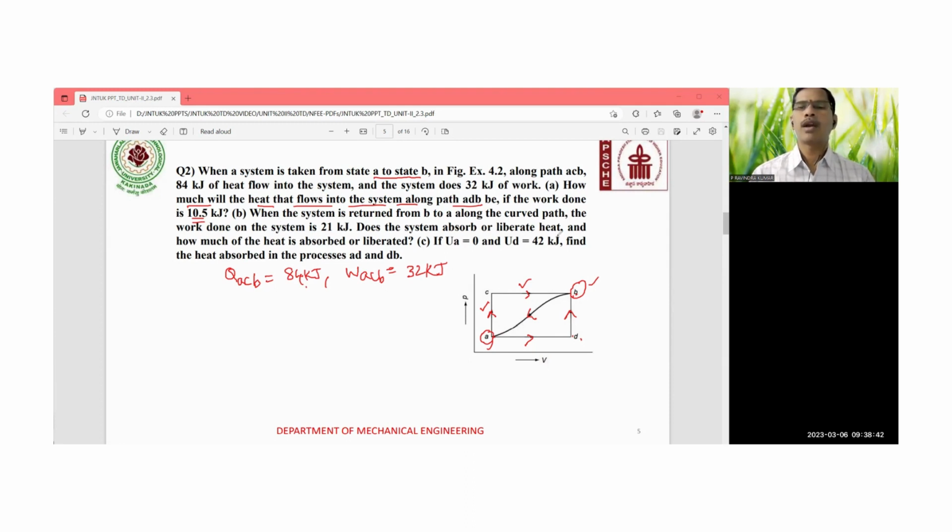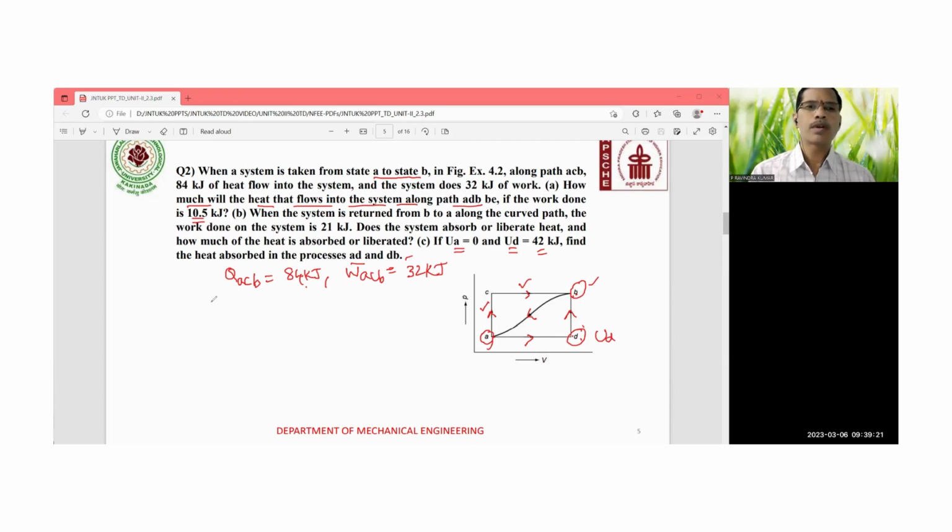Does the system absorb or liberate heat, and how much heat is absorbed or liberated? If U_A, the internal energy at state point A, is equal to zero, and U_D, the internal energy at state point D, is 42 kilojoules, find the heat absorbed in the process AD, a constant pressure process, and DB, a constant volume process. So this is the given problem.